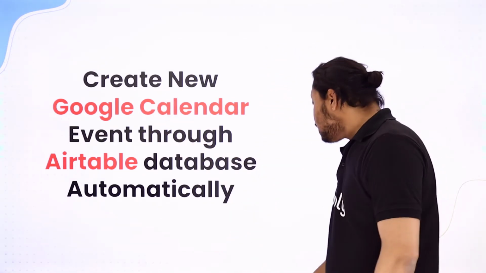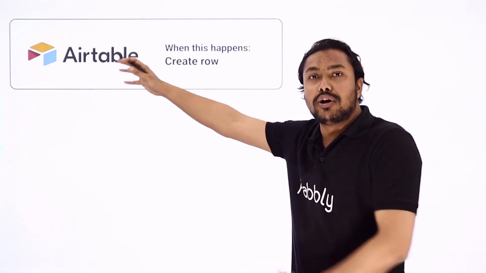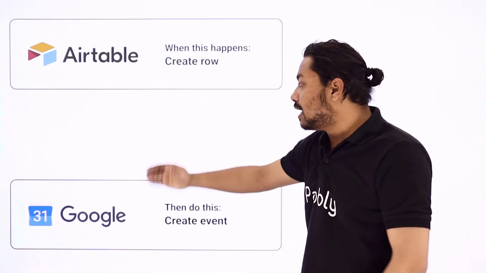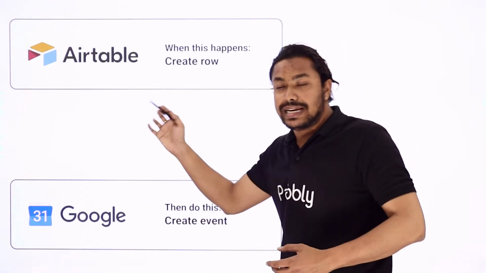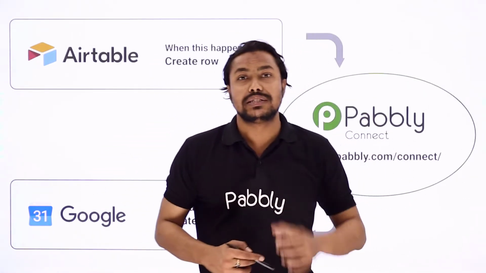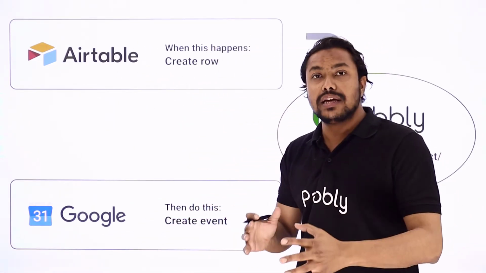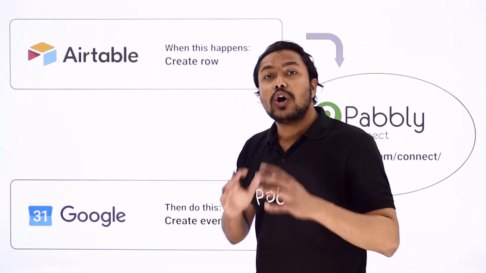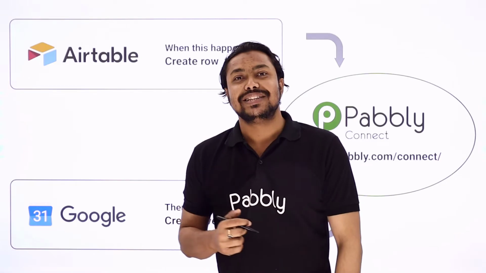Okay, now what are we going to do here? First, we are going to create a new row with data in your Airtable account, and now from that Airtable account, the data will automatically be sent to Google Calendar, and Google Calendar will create an event automatically based on that data. Now, to do that, we are going to use an integration and automation service, Pabbly Connect, which will help us connect our Airtable and Google Calendar together so that the data will smoothly flow between them automatically. Now, if you want to learn how to do this, you have to come with me to the screen.